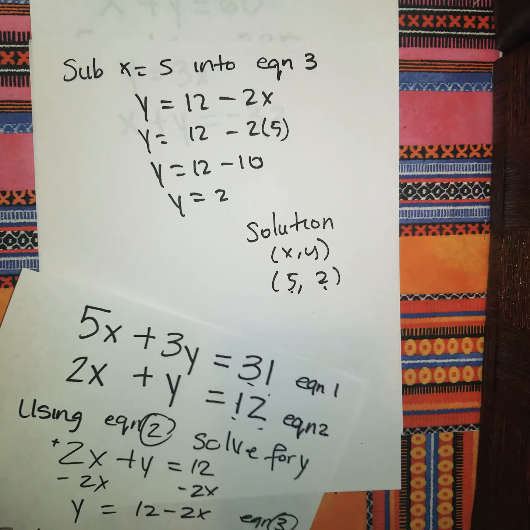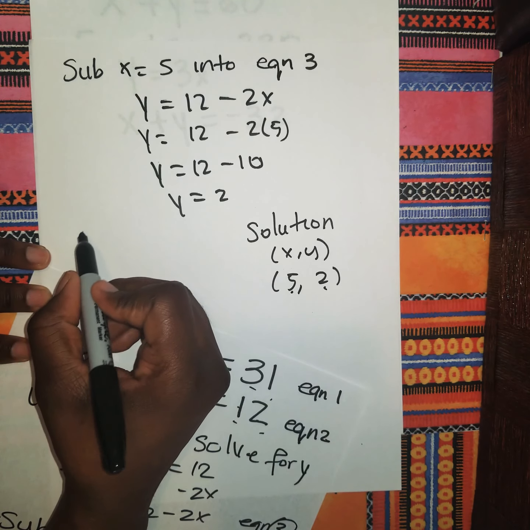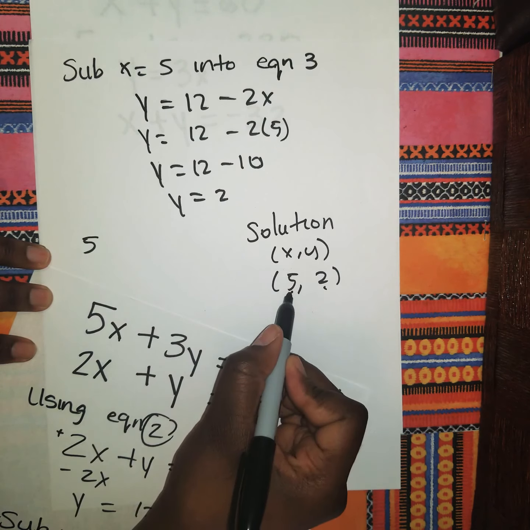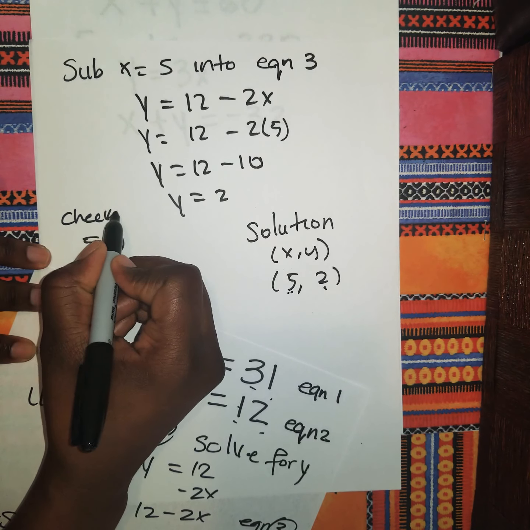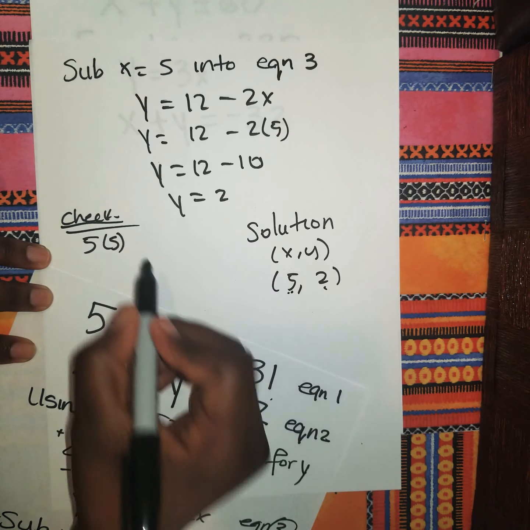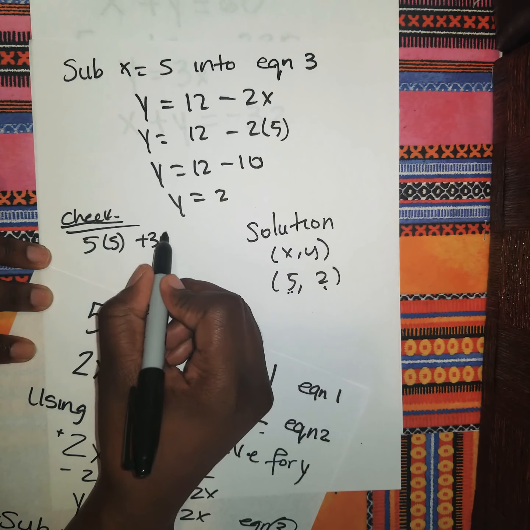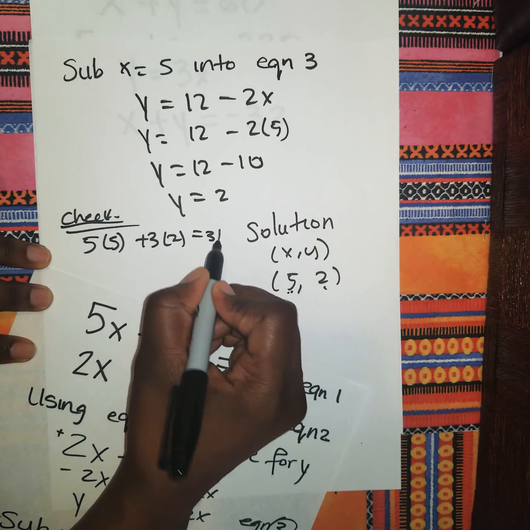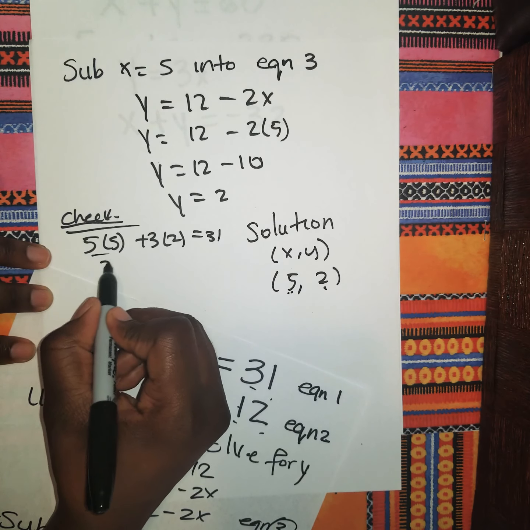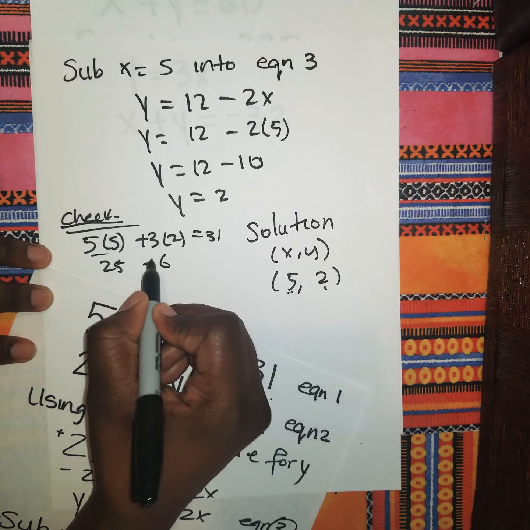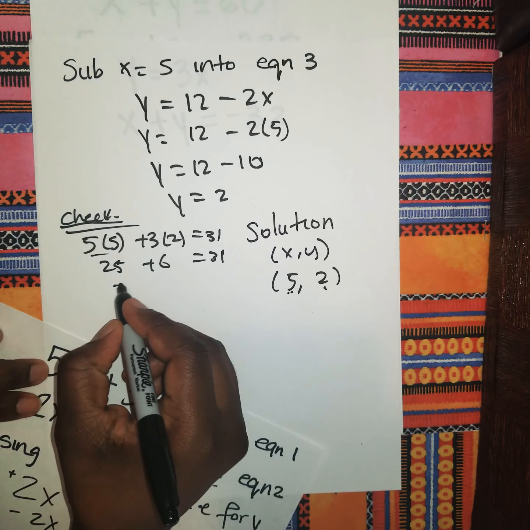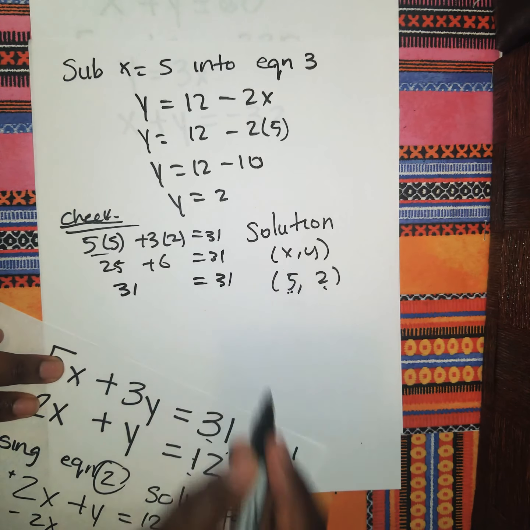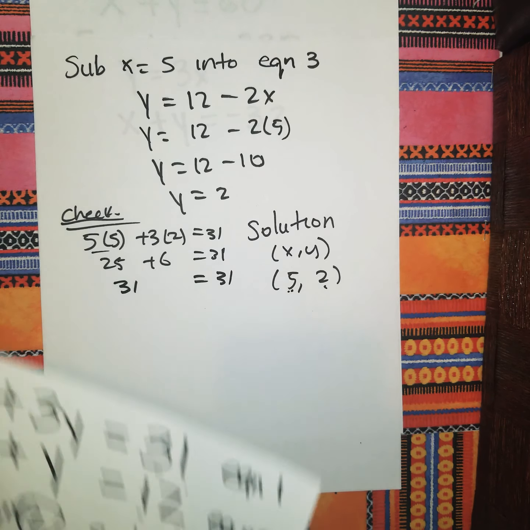Alright, so let's try checking it. Let's check 5 times 5 plus 3 times 2 equal 31. Let's see if it's correct. 5 times 5 is 25, 3 times 2 is 6. 25 plus 6 will give you 31, equal 31. So it's balanced. Let's check the other one.